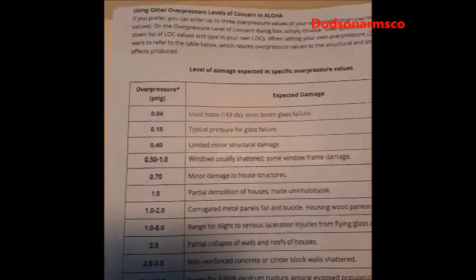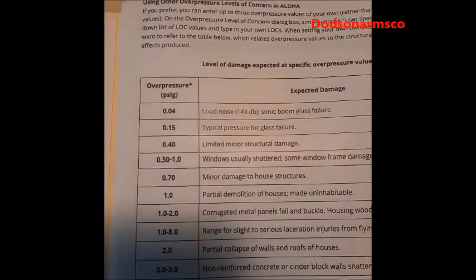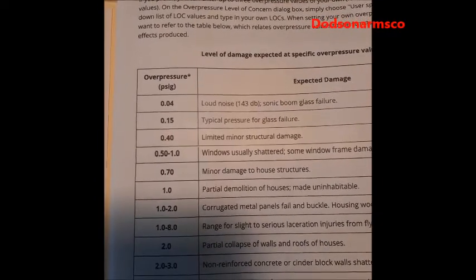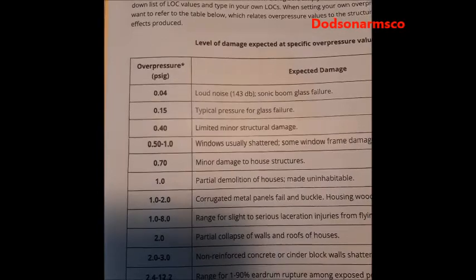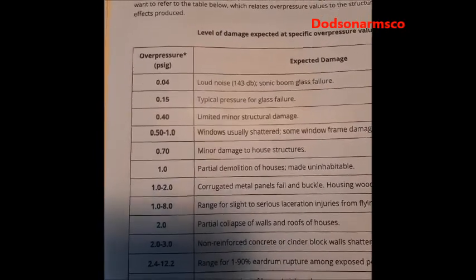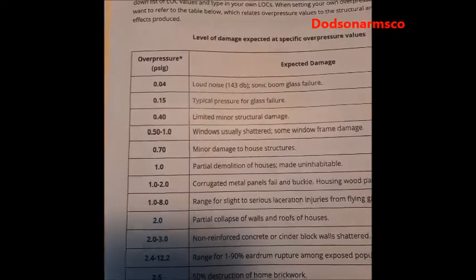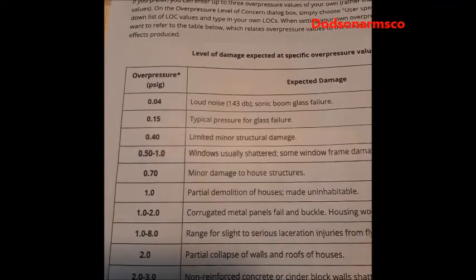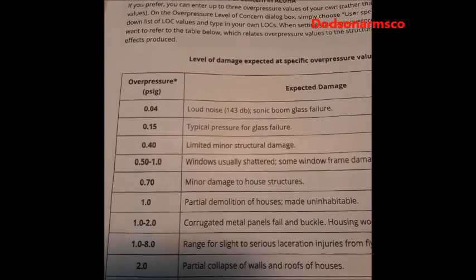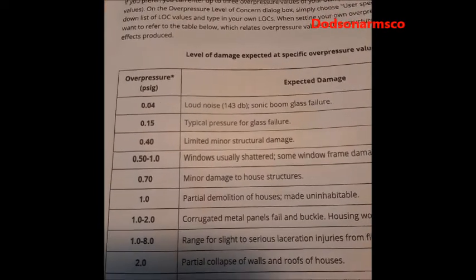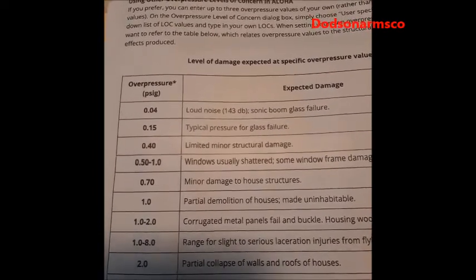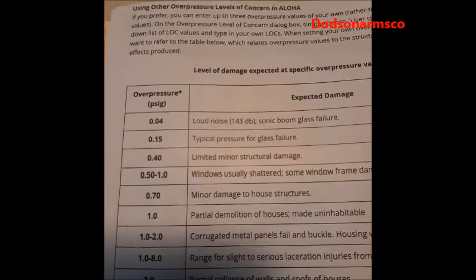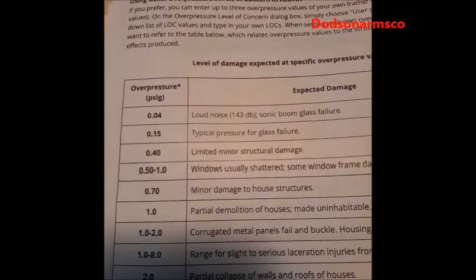So when we're looking here, the figures they're giving is overpressure, which is in PSIG. And the difference between PSI and PSIG is pounds per square inch is absolute. Pounds per square inch with the G on it is gauge readings. So they're experimental gauge readings. So what's interesting is at 0.04, that's a sonic boom that can produce glass failure. So that's 143 decibels sound level. So that tells you how far below the 1 psi pressure range you start getting damage.